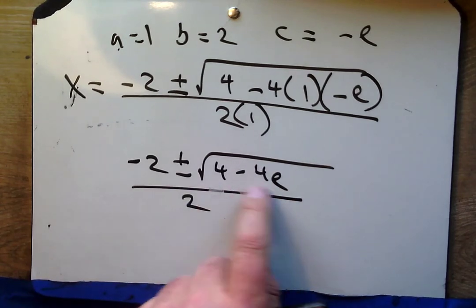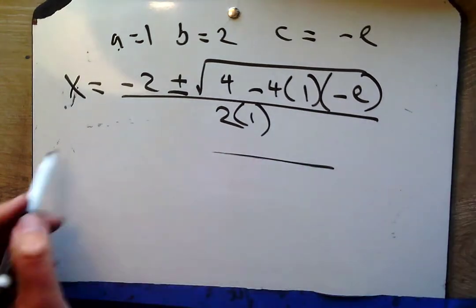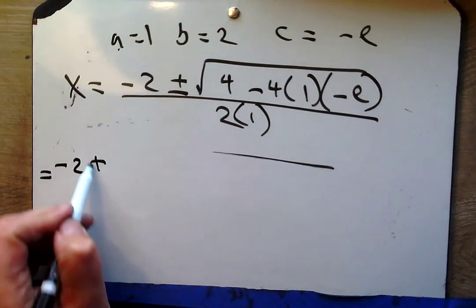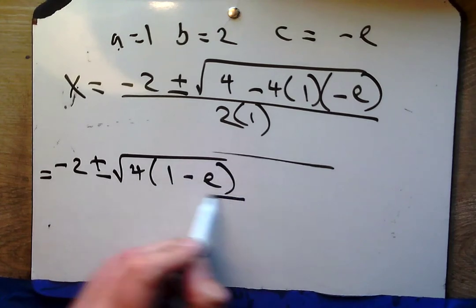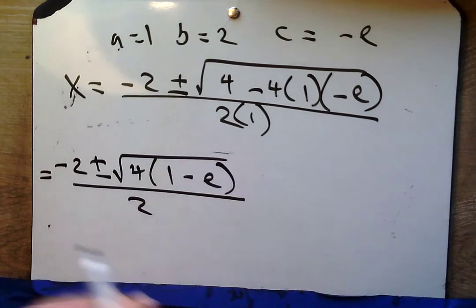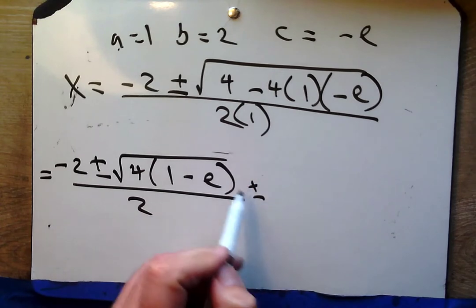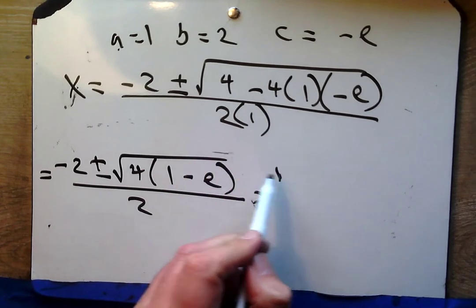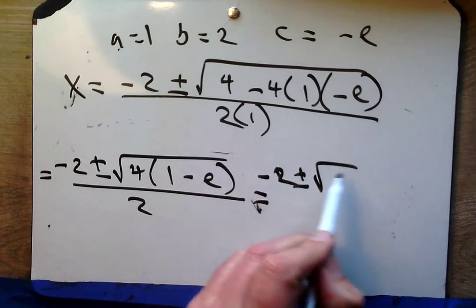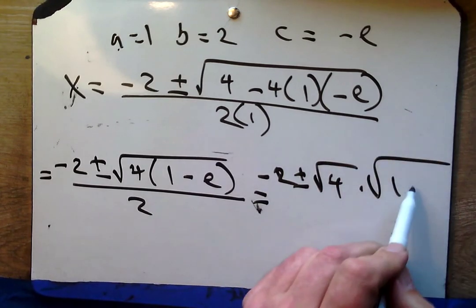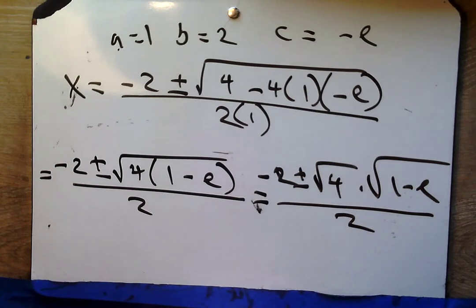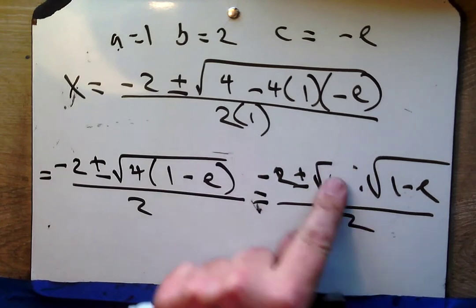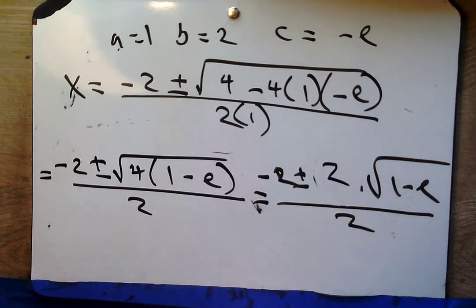Now, I could factor here. And if I did, negative 2 plus or minus the square root of 4 times (1 minus e), over 2. I could have something like this. And then I could think about this as negative 2 plus or minus the square root of 4 times the square root of 1 minus e, over 2. Okay. And I'd want to do that because the square root of 4 is 2.